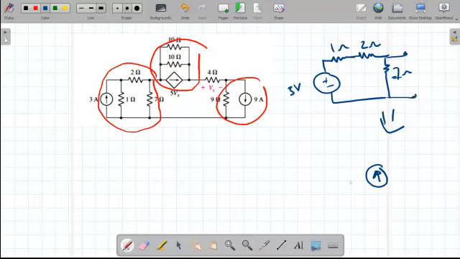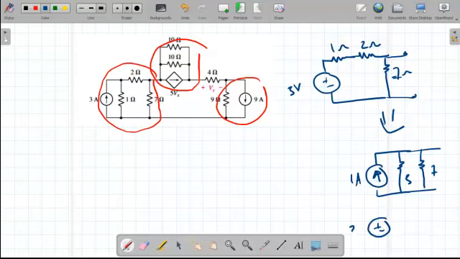It's 1 amp because 3 over 3. Then here I will have 3 and 7. 3 and 7 together will become 2.1 ohm resistor. Then this 2.1 resistor I multiply by the 1 amp. I will find that this will equal 2.1 volt in series with 2.1 ohm resistor. So I converted now this part.